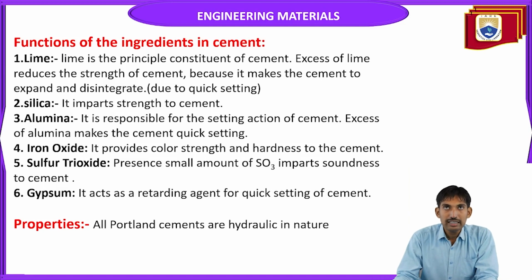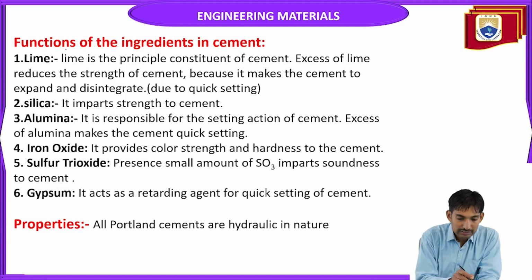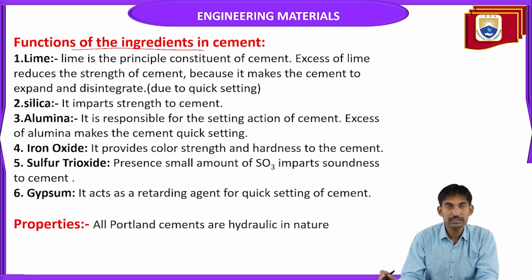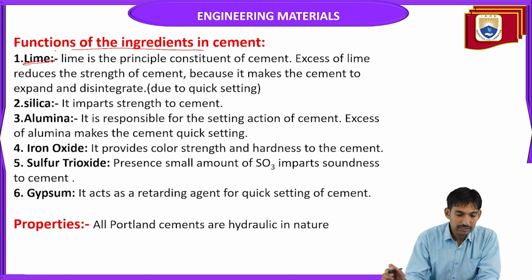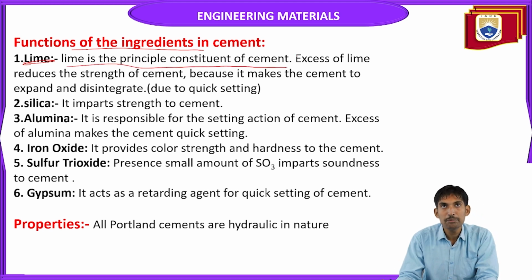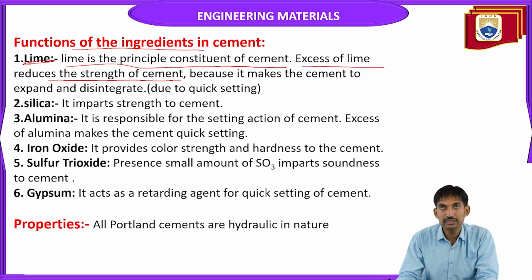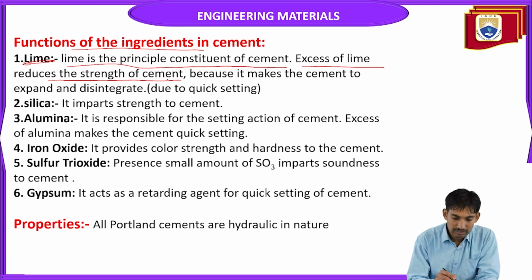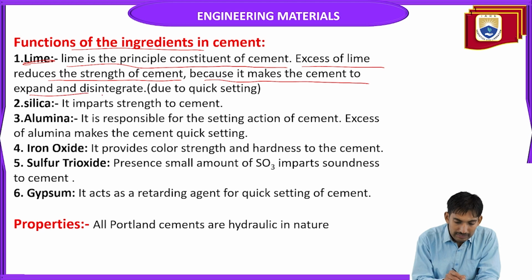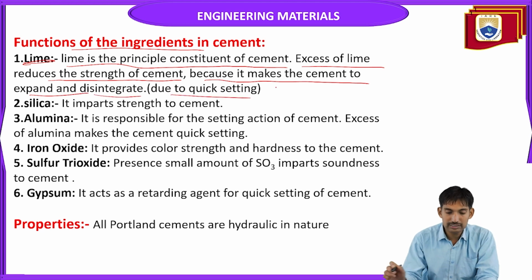The functions of the ingredients in cement. The first one is lime. Lime is the principal constituent of cement. Excess of lime reduces the strength of the cement, because it makes the cement expand and disintegrate due to quick setting.